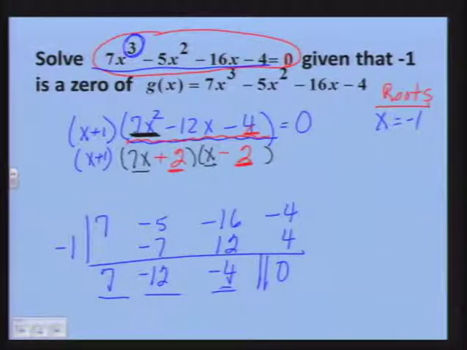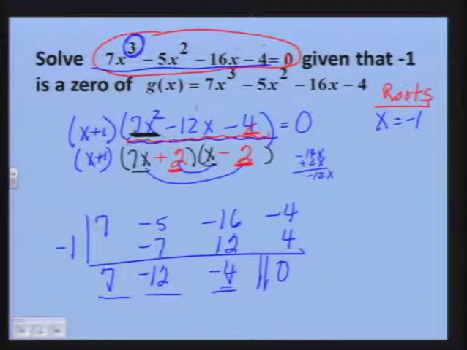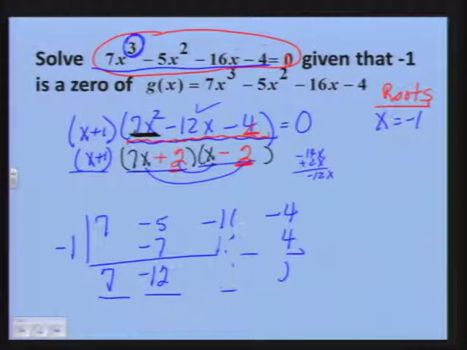Now to see if we're right, we have to check our middle term. So O and I in FOIL added together. This gives me negative 14x plus 2x. That's just what I wanted, negative 12x. So these are the factors: x plus 1, 7x plus 2, and x minus 2. Well, we know what to do next.